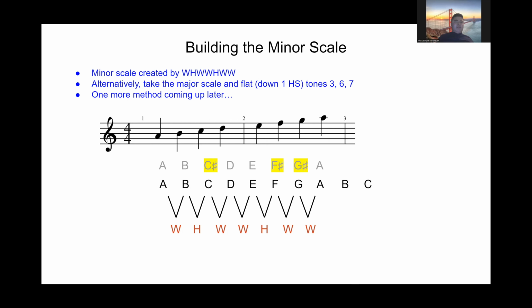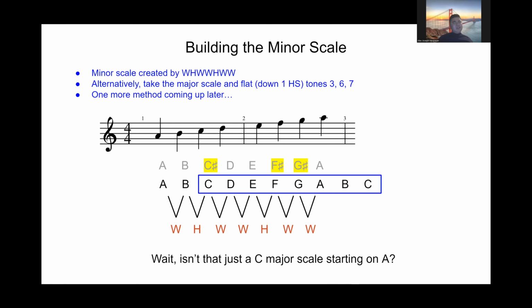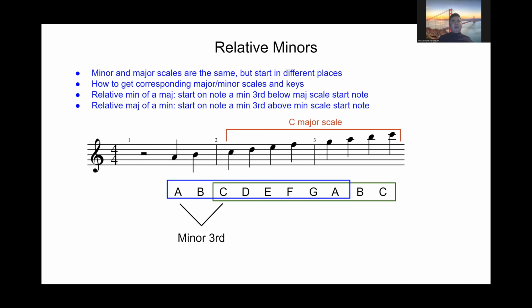So I want you to notice something kind of strange here. Maybe you already see it. Isn't this just a C major scale starting on A? You wouldn't be wrong for saying that, and that introduces our next important concept called relative minors. We said that major and minor scales are just the same thing started in different places, and that specifically C major corresponds to A minor. So what's the relationship between C major and A minor?